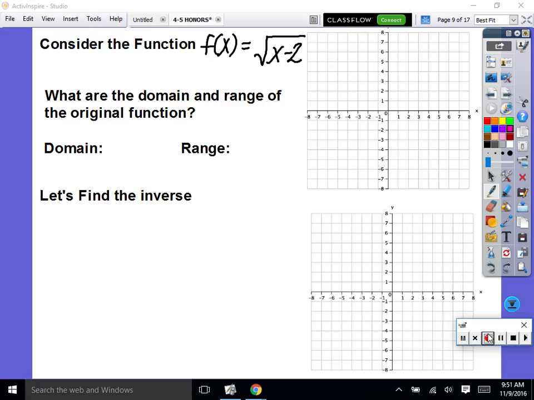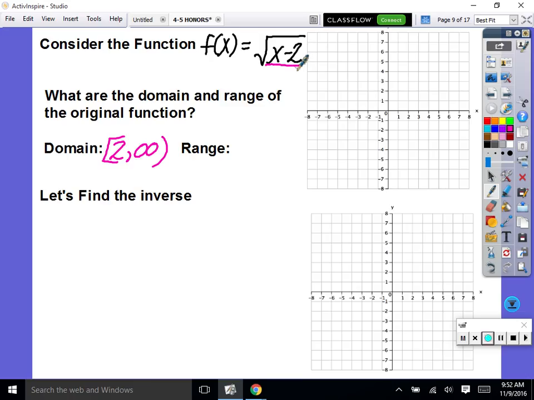So let's consider the function f of x is equal to the square root of x minus 2. Notice we haven't practiced finding inverses yet of any square roots. We found quadratics and then found the inverse of a quadratic. We haven't found the inverse of the square root. So it says, what's the domain and range of the original function, and let's find the inverse. So let's go ahead and talk about this. What's the domain? 2 to infinity. Is everybody following with y?